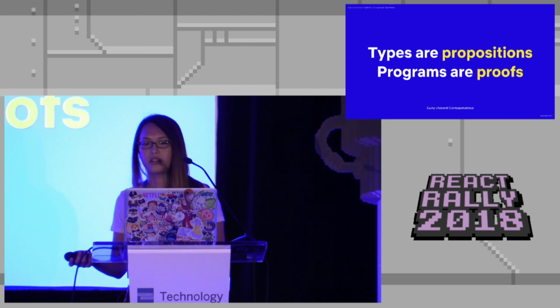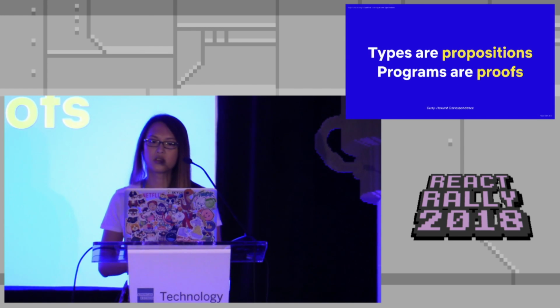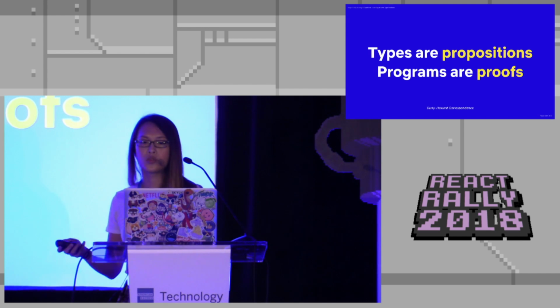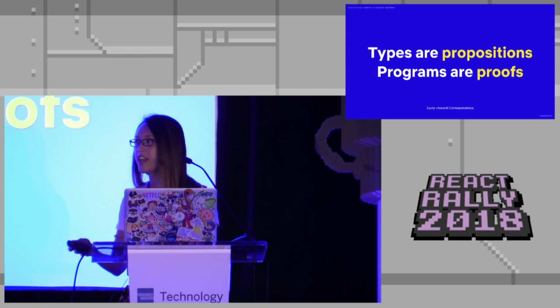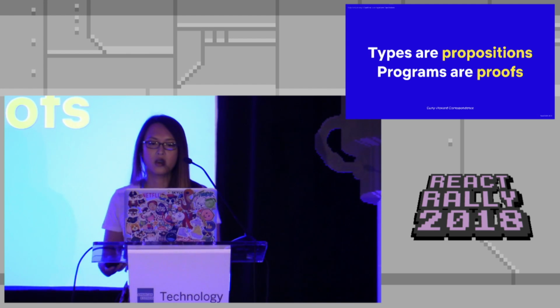So remember what we said earlier. Types are propositions. They assert that something is true, something exists. For example, this function will return a number. And our programs are proofs, the implementation, the actual function body. A number exists because here I have produced the number 1. And so type checking is really proof checking.